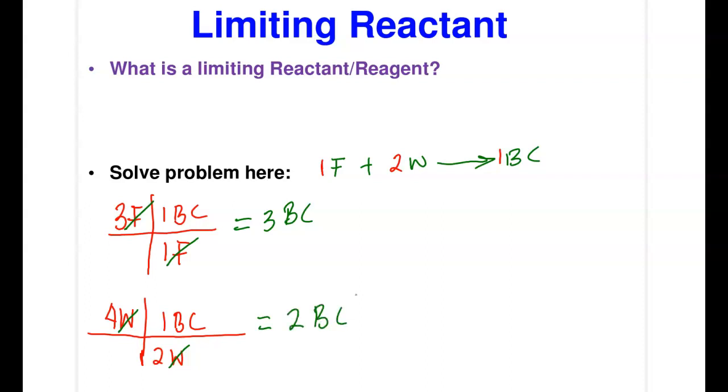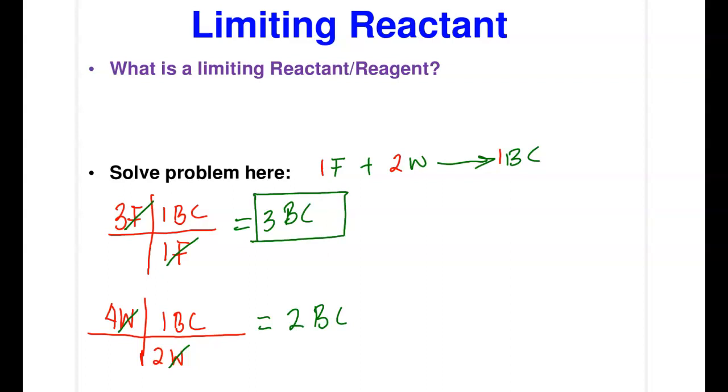Now, what it means is that if I have 3 frames, I'm going to make 3 bicycles. If I have 4 wheels, I'm going to make 2 bicycles. Now, which one do you think is realistic? What is realistic at this point is that by the time I make only 2 bicycles, I would have run out of my frames. So for me to make up to 3 bicycles, I actually need 6 wheels, but I don't have it. What it means is that I cannot get up to this.